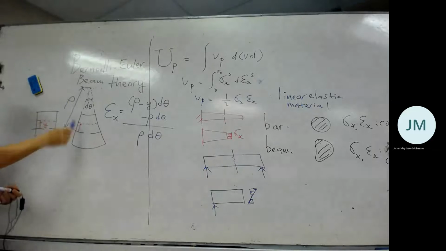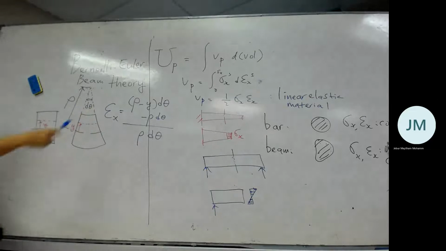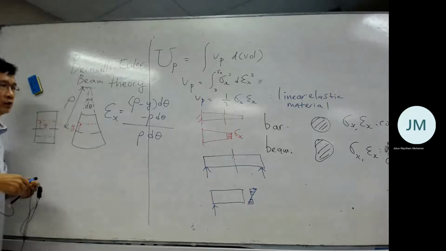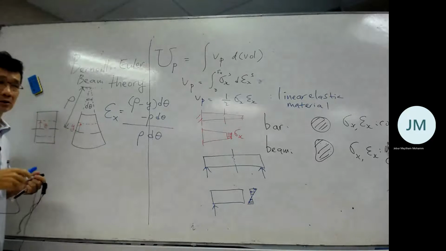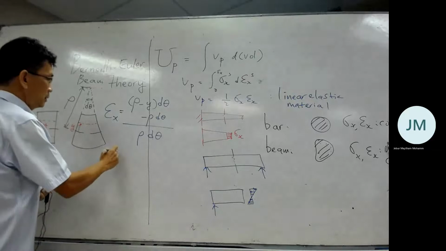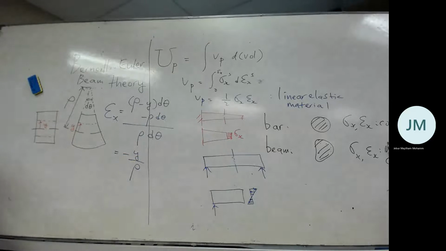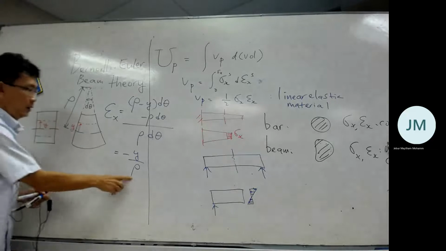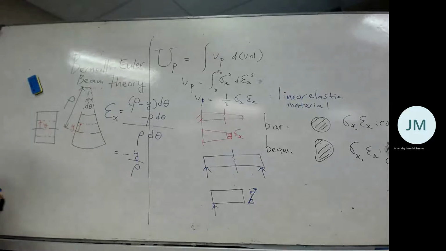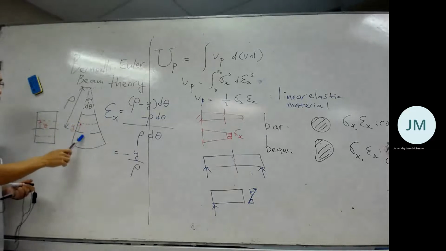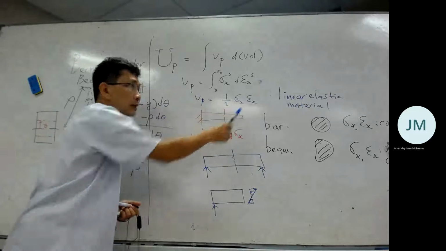So when y changes, the strain changes. When y is 0, which is here, you get strain 0, meaning at the neutral axis there's no stretching. This is the assumption that we make for beam theory. At the neutral axis, there is no stretching, so the strain is 0. If we simplify, this becomes minus y over rho. So this is the expression for axial strain at this particular location y from the neutral axis.